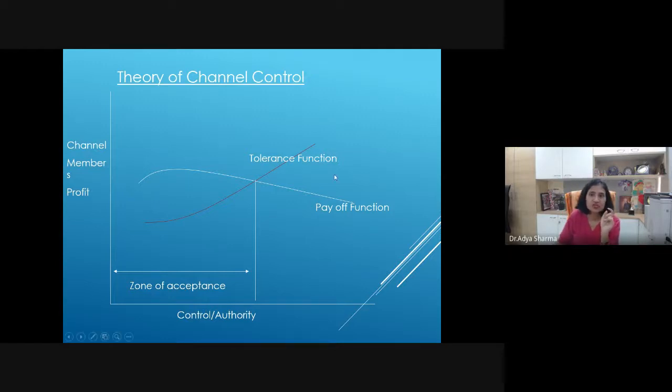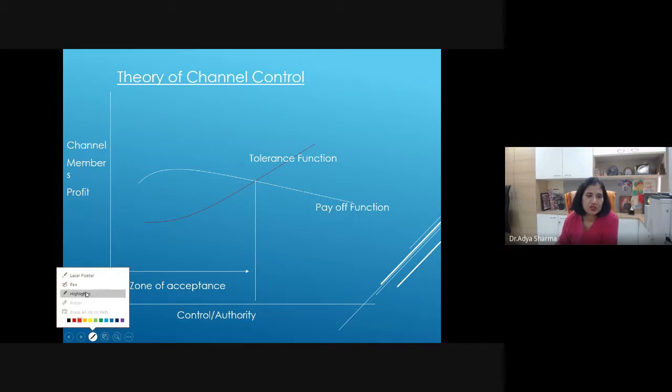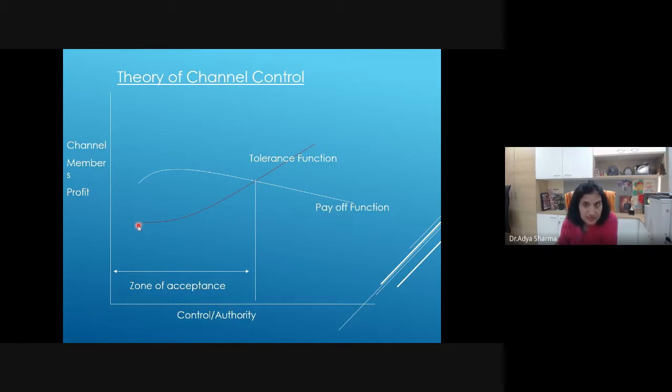Okay. Now, what is tolerance function and what is payoff function? We say that in a relationship, the channel member will stay in the relationship as long as the channel member feels that his payoff function is more than the tolerance function. Payoff function is what am I getting out of that relationship. Tolerance function is what it is that I have to give up to be in this relationship. So payoff function is what I am getting by being in this relationship, and tolerance function is what I am giving up to be in this relationship. As long as the payoff function is more than the tolerance function, the relationship is in the zone of acceptance. The relationship is working fine.